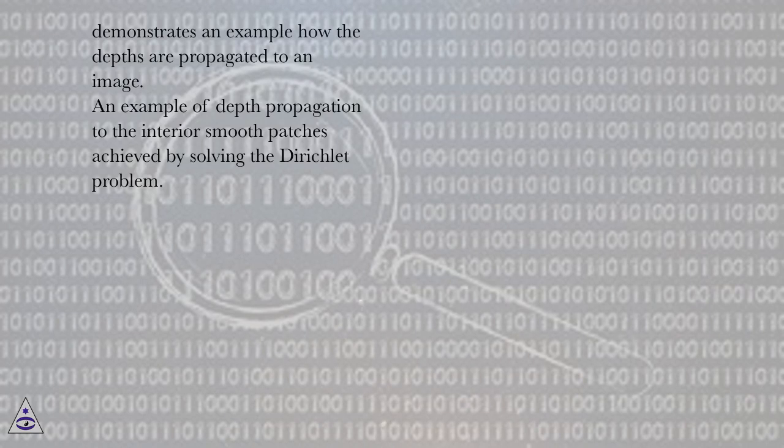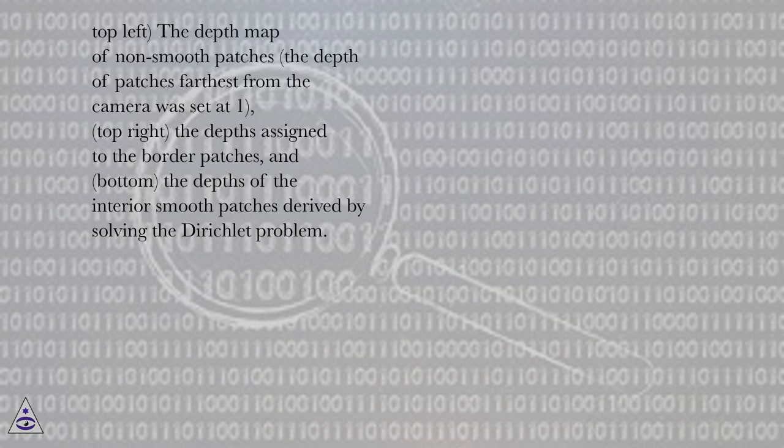An example of depth propagation to the interior smooth patches achieved by solving the Dirichlet problem. Top left, the depth map of non-smooth patches, where the depth of patches farthest from the camera was set at 1. Top right, the depth assigned to the border patches. Bottom, the depth of the interior smooth patches derived by solving the Dirichlet problem.